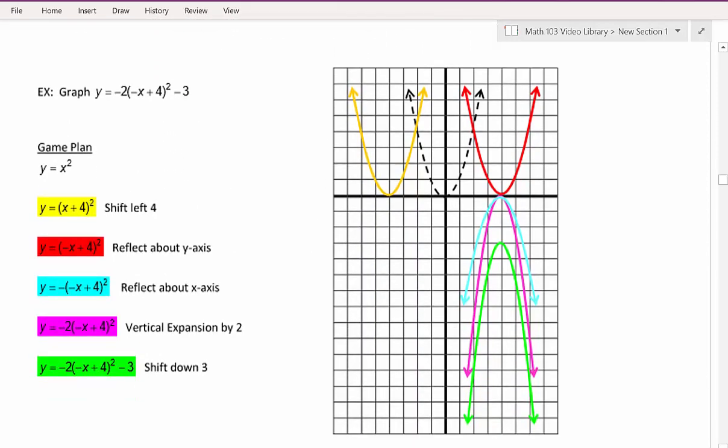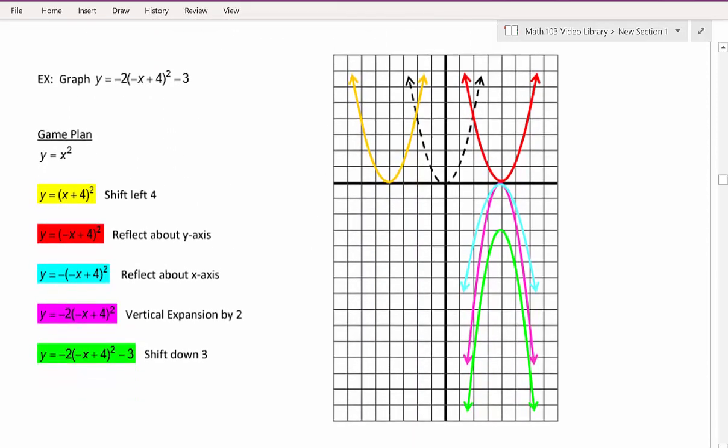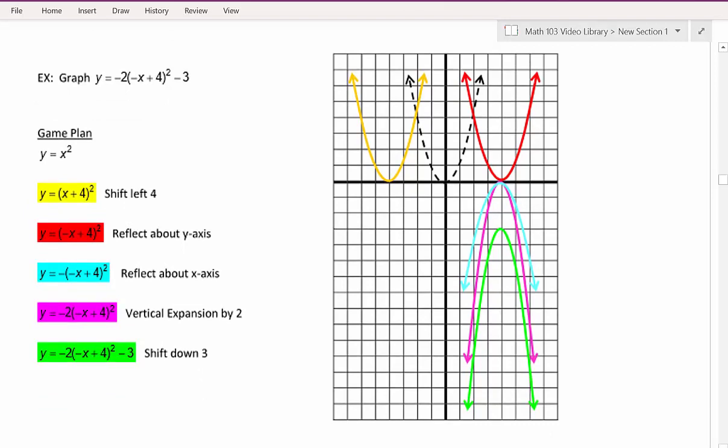We want to graph y equals -2 times -x plus 4 squared minus 3. Clearly, this is more involved than what we saw in part 1. There are multiple transformations occurring. Well, the first thing you want to do is get organized. Anytime when you have a more involved math problem, it's so important to set out a plan.